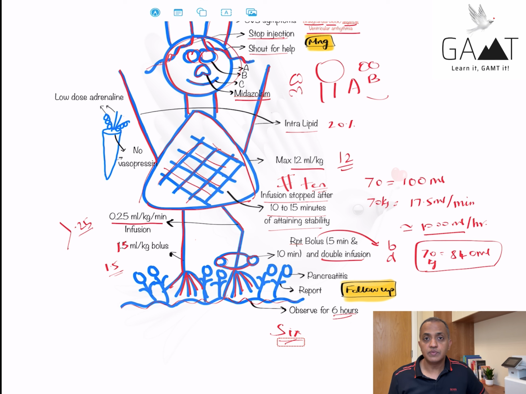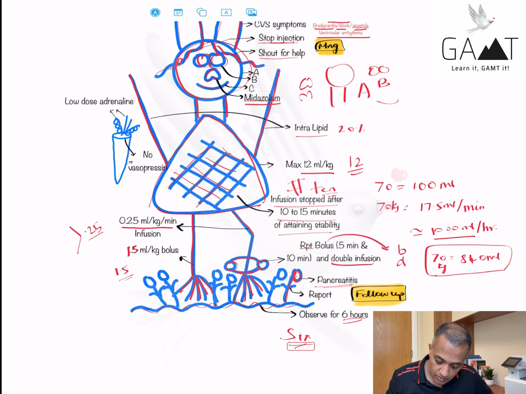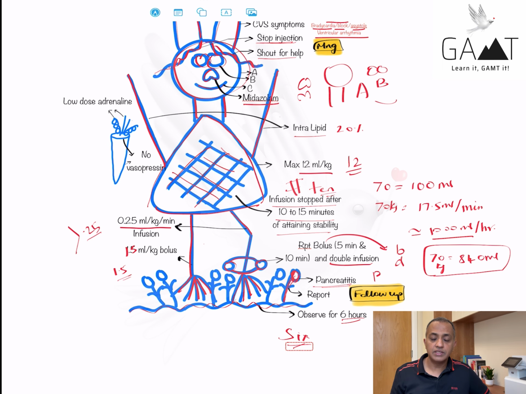So you need to observe the patient for 6 hours. So what are the complications that I was talking to you about before? This poppy resembles letter P, which stands for pancreatitis, which is the complication that you need to look out for. The patient had intralipid. The serum amylase levels are important for the post-op follow-up. Obviously, this needs to be reported to the reporting agency.